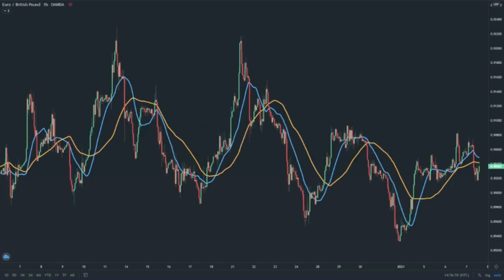But remember, just because a market reacted to the crossover in the past doesn't guarantee 100% that it's going to do that again in the future. However, it will still have a much higher chance of doing so compared to a market that never reacted to the crossover in the first place. So once you've identified the right market, it's time to trade the crossover.